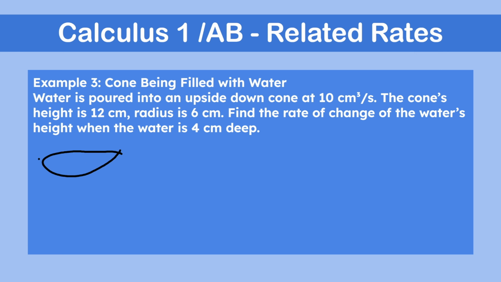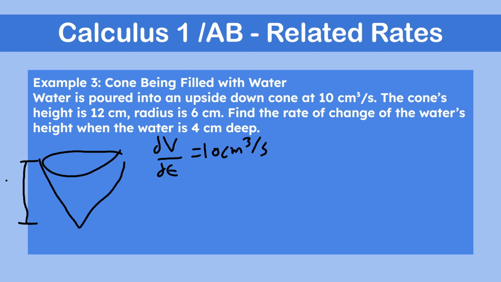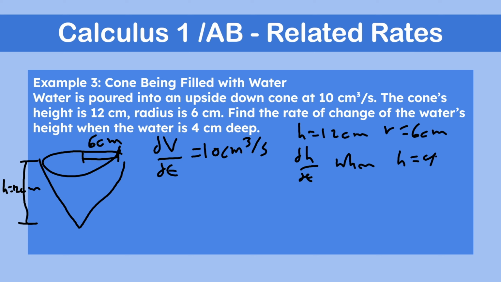We have the cone. We say that the rate of change of the volume is equal to 10 centimeters cubed per second. We say that the height is equal to 12 centimeters and that the radius is 6 centimeters. So we know that h is equal to 12 centimeters and that r is equal to 6 centimeters. And we're trying to find dh/dt when h equals 4.